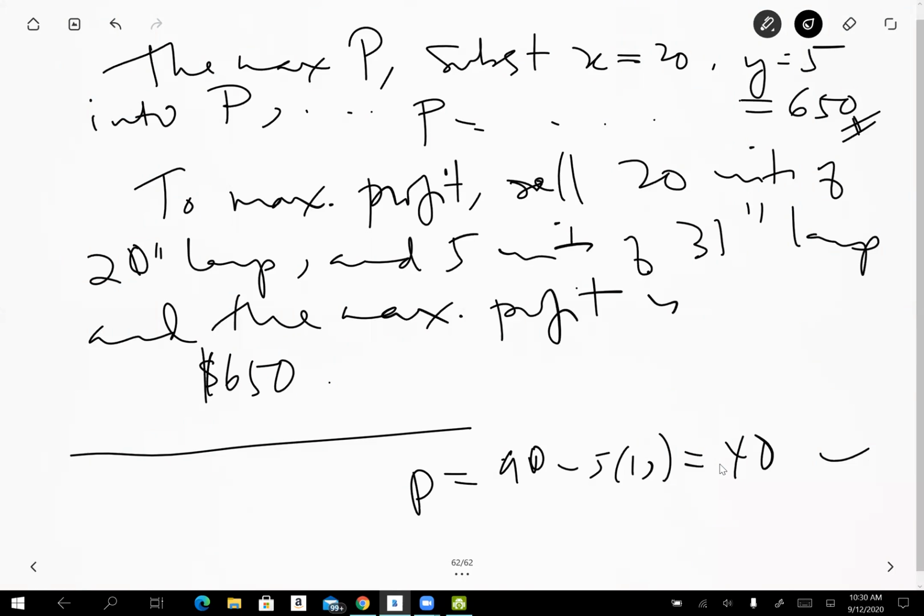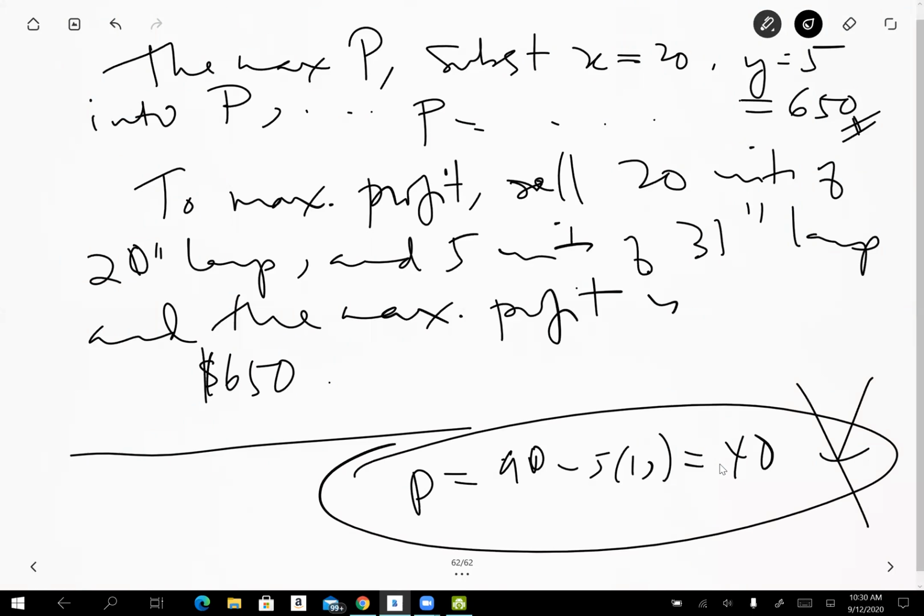40 ringgit. So that's why I write here, because I don't want you to just give me the answer. If you just do that, I might suspect you don't understand what you're doing. So write a little bit. I don't want you to write an essay, but just to describe what we are doing. So that is example number 4.